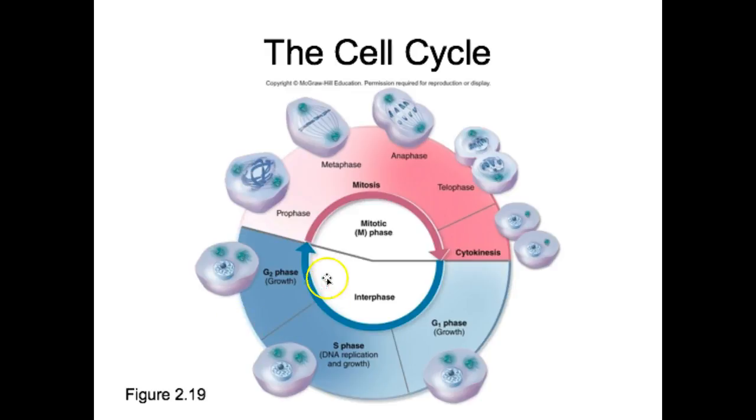G2 is growth phase 2. We double our organelles. We finalize our preparation for mitosis. By the end of G2, we should have twice everything. We should have double the organelles. We should have double the DNA from all of these processes in interphase.